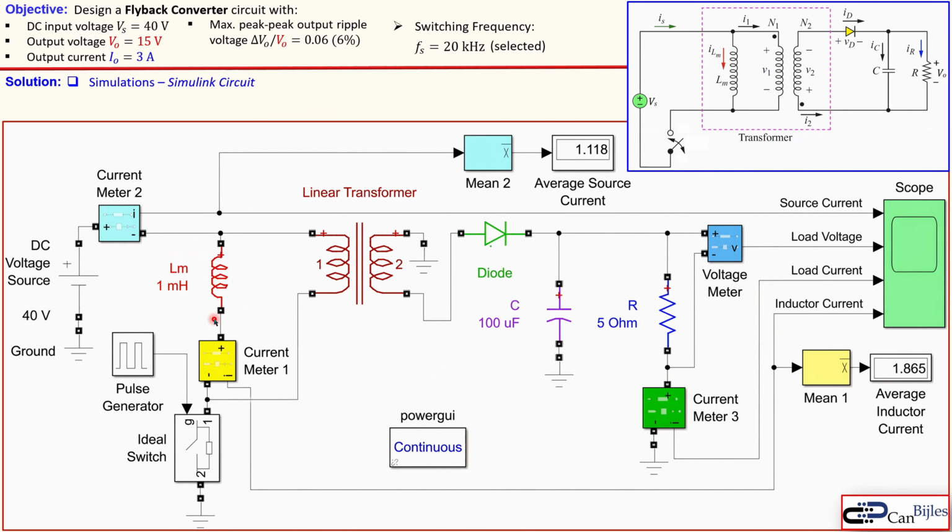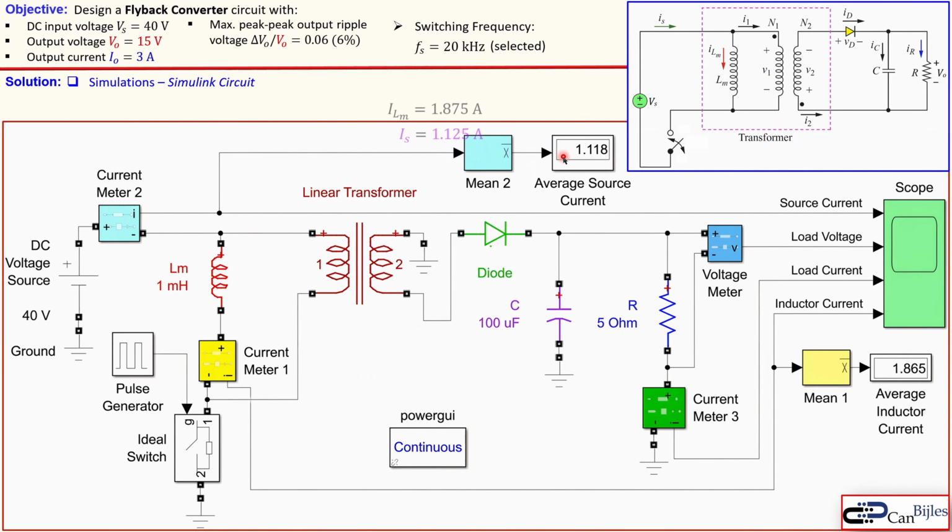I have here my magnetizing inductance, which is 1 millihenry. I have here my switch, which is an ideal switch, and I give it using a pulse generator a specific duty cycle, which should be then 60%. The diode and the capacitor and the resistor I have here also, and I also measure that here on the scope, and also give here the mean value of the inductor current of this magnetizing inductance, and also the average source current here using these blocks.